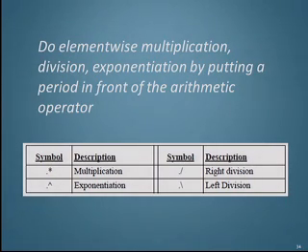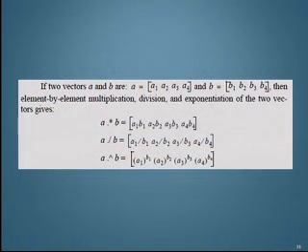So that's a period in front of the star. In other words, it would be a dot star b. So you have a star b normally, but between the a and the star, you're going to put a period sign. Same goes for exponentiation or left and right division. You can override the regular mathematics, and that's the default in MATLAB, and instead just do it item by item.